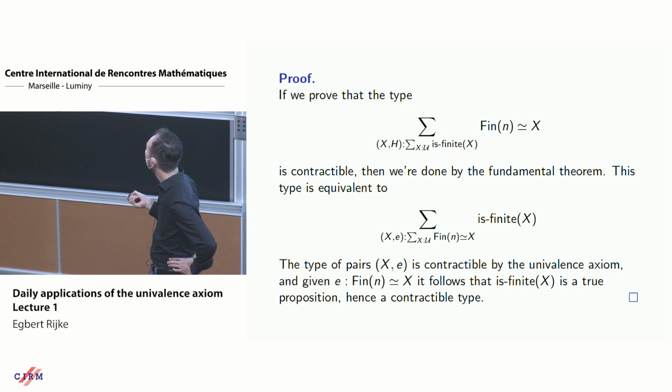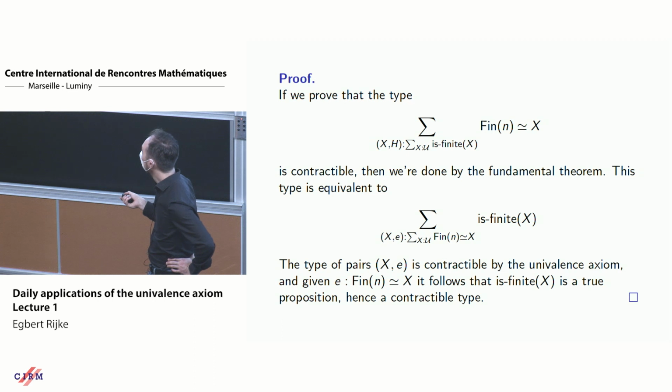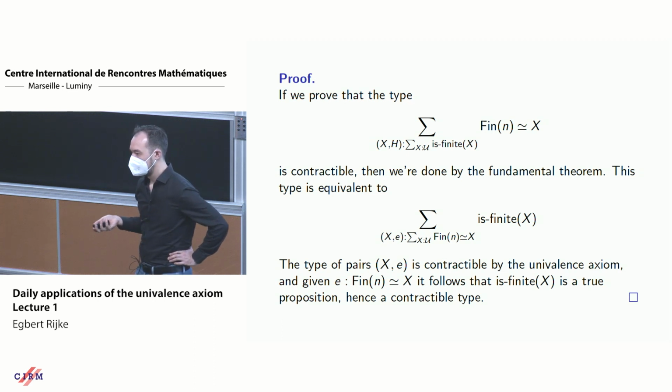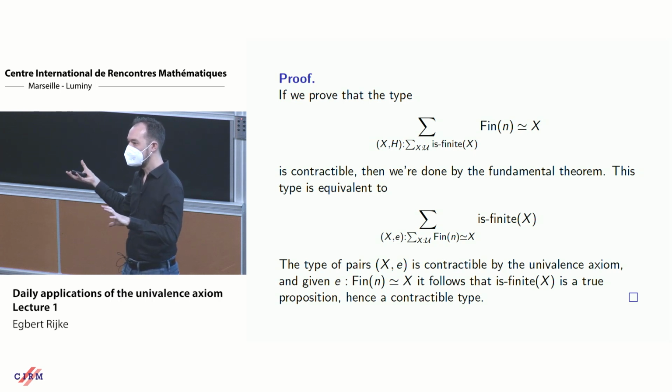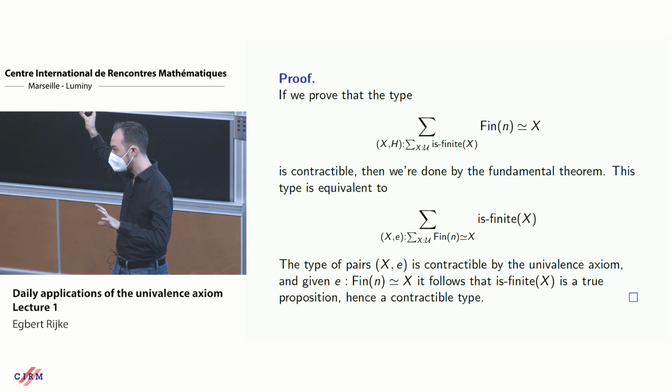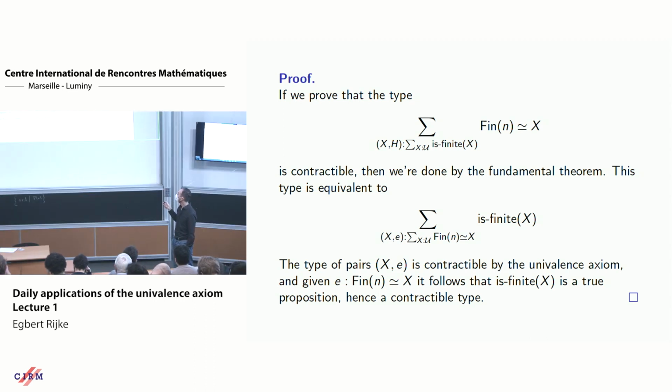It is to prove this theorem that the loop space is equivalent to the automorphisms. And to do that, we are going to use the fundamental theorem. Remember, the fundamental theorem had this type A in it. We wanted to characterize the identity type of A, so we had this B, which supposedly characterizes the identity type of A. And then it tells us what we have to do, namely prove the total space of B is contractible. So here our family of types is given an n-element type. Oh, I wrote is finite here, but this should be merely equivalent to fin n, so that's a typo.